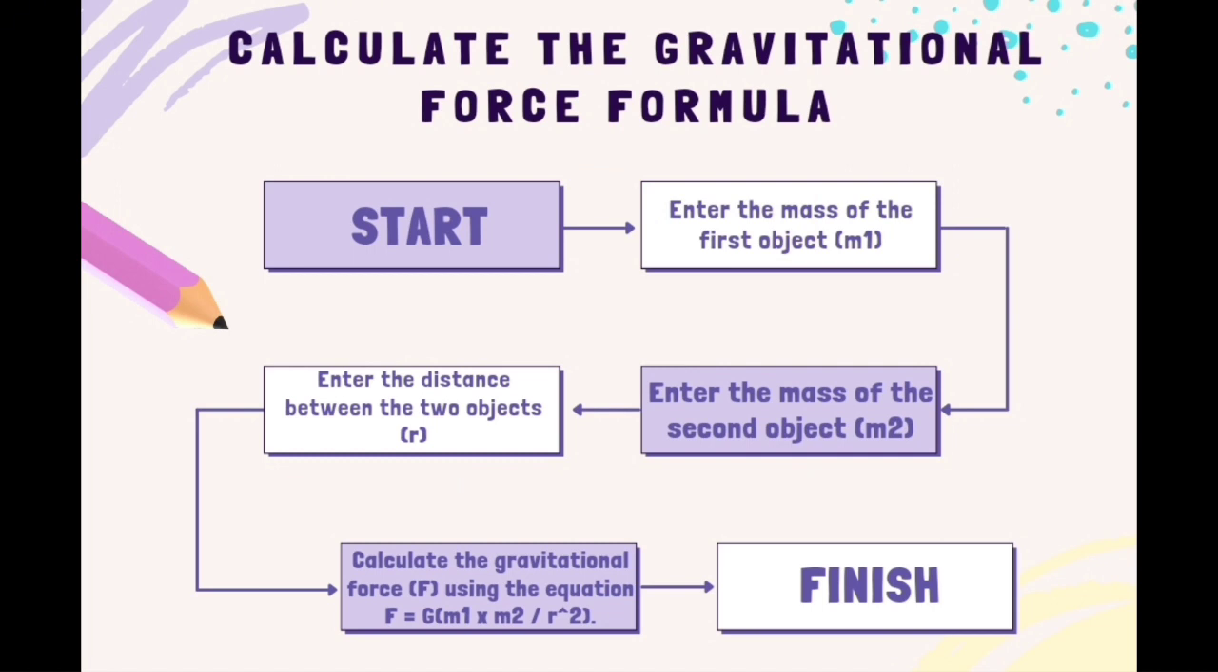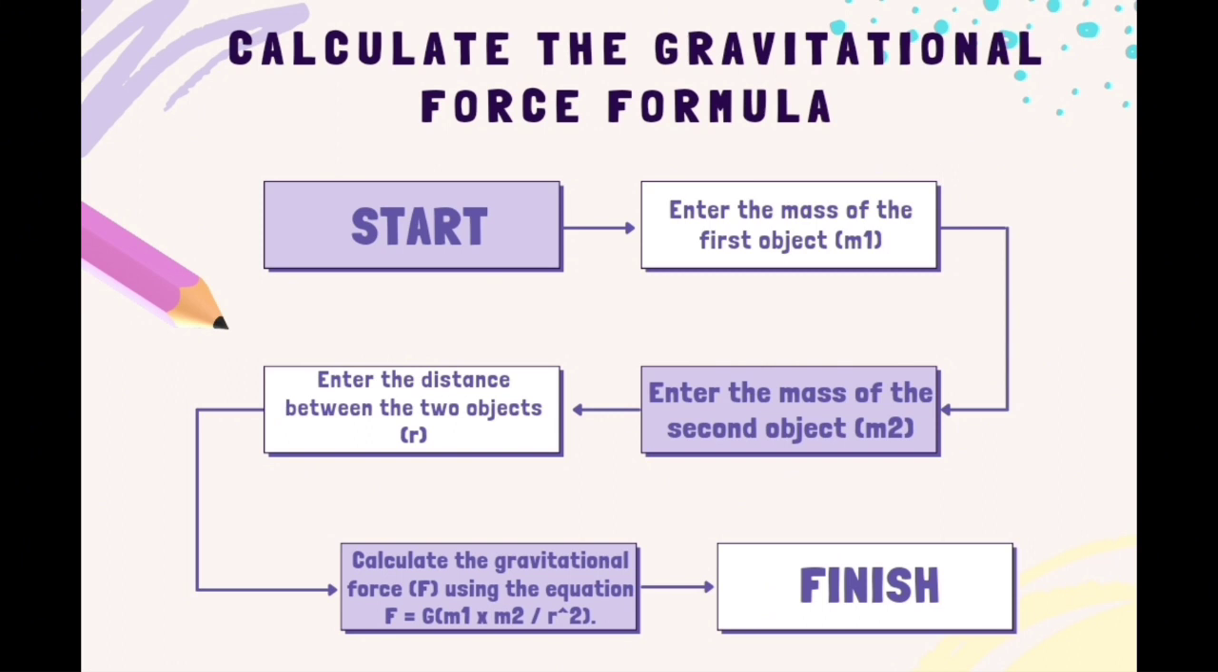The flowchart starts with the start step. The first step is to enter the mass of the first object, or M1. The mass of the first object is one of the factors that will influence the gravitational force between the two objects. Next, the second step is to enter the mass of the second object, or M2. The mass of the second object is also an important factor in calculating the gravitational force.